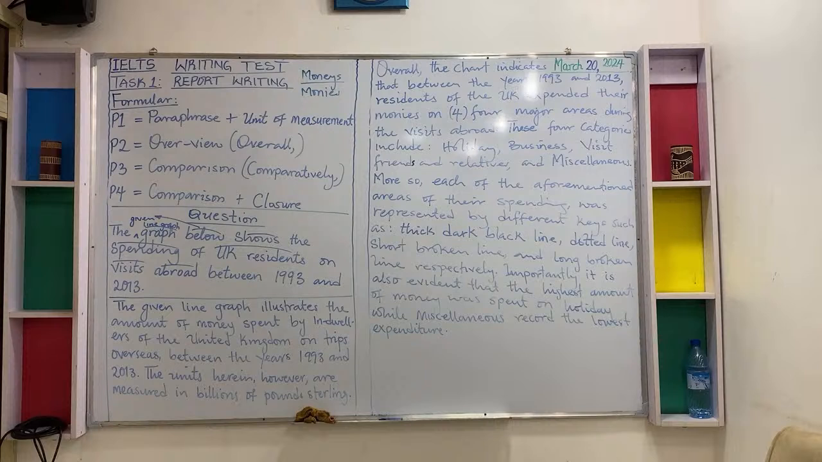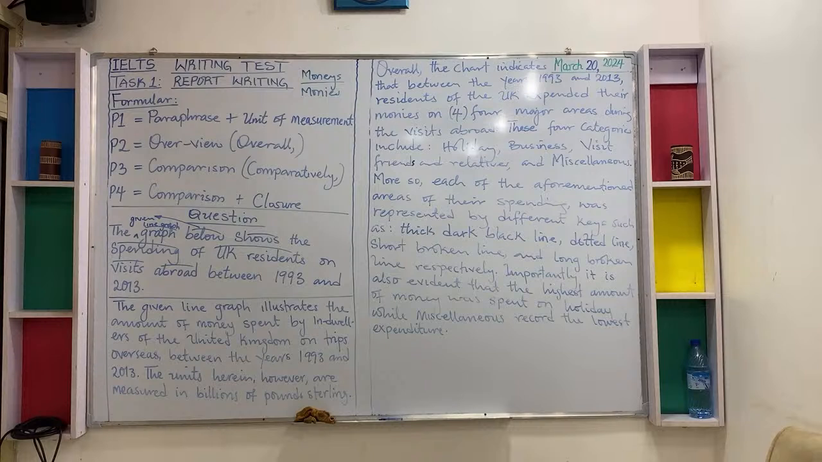So, this is what I just did. Have you understood paragraph 1? Now, for paragraph 2, you are to give an overview, a holistic or general description or analysis of the chart. So to analyze what you're seeing, you need to factor in four major things, which are, talk about the subject and object. What's the subject in this particular question? Subject is the UK residents. They are the subjects. What are the objects? The areas they spent their money. The four areas, the objects. So you want to establish that the chart shows that the residents, subjects, expended their funds on four areas when they traveled to various countries.